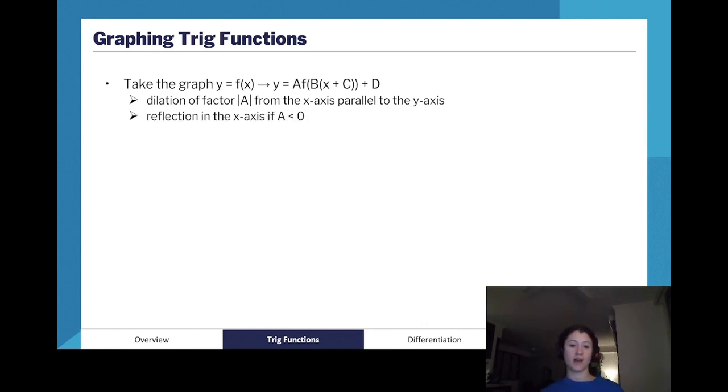Then we have a reflection in the x-axis if a is negative. So if a is negative, it means that our function is actually being flipped in the x-axis. So, say our function looks like this. If we made that a negative, it would be flipped up like this, be reflected. Alright, that was a terrible drawing, but you understand my meaning.